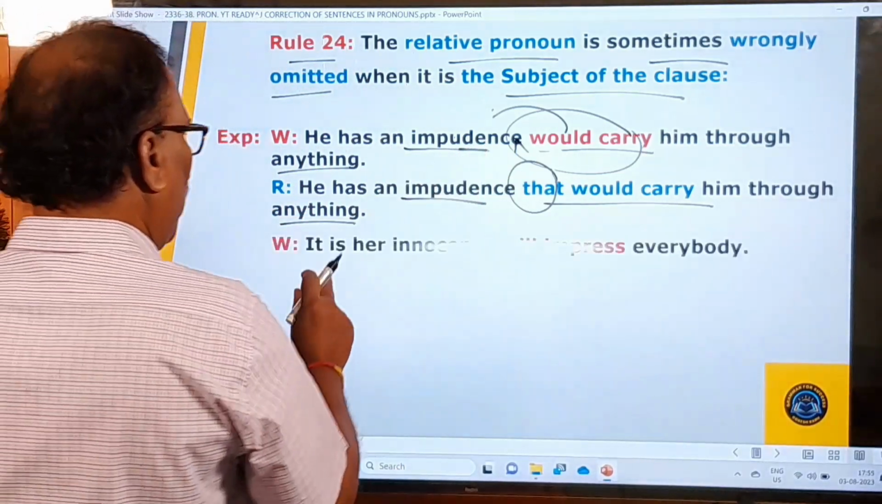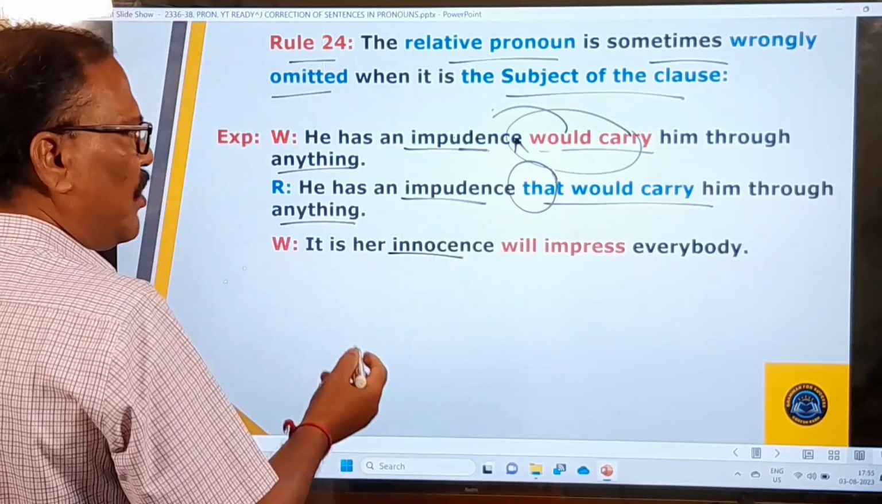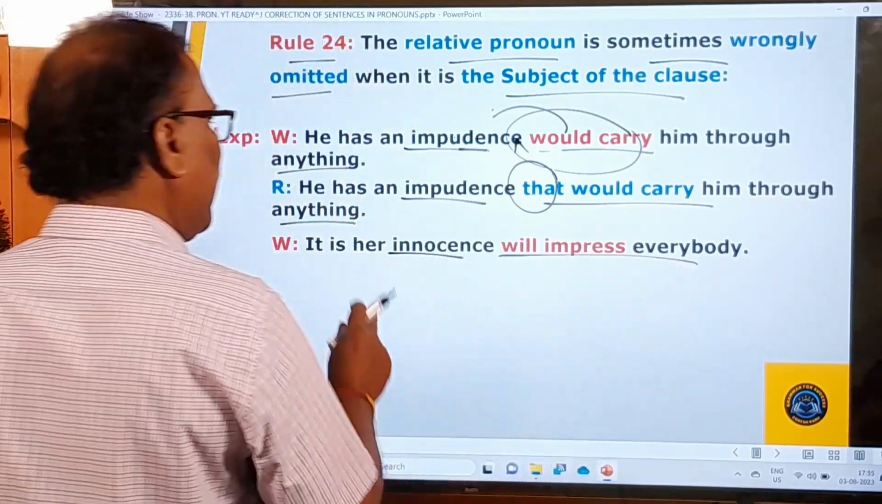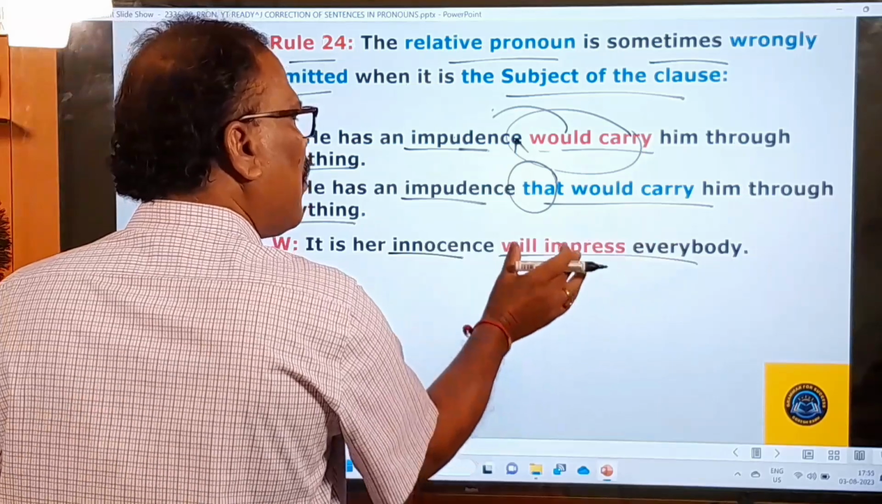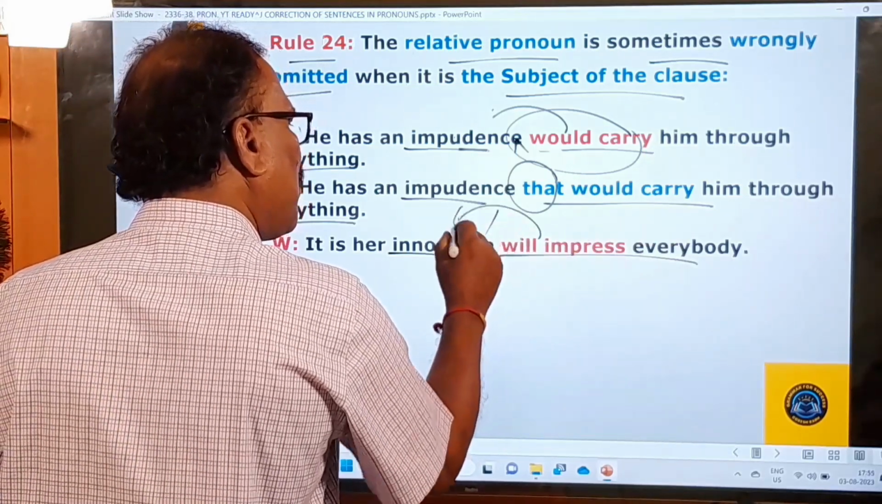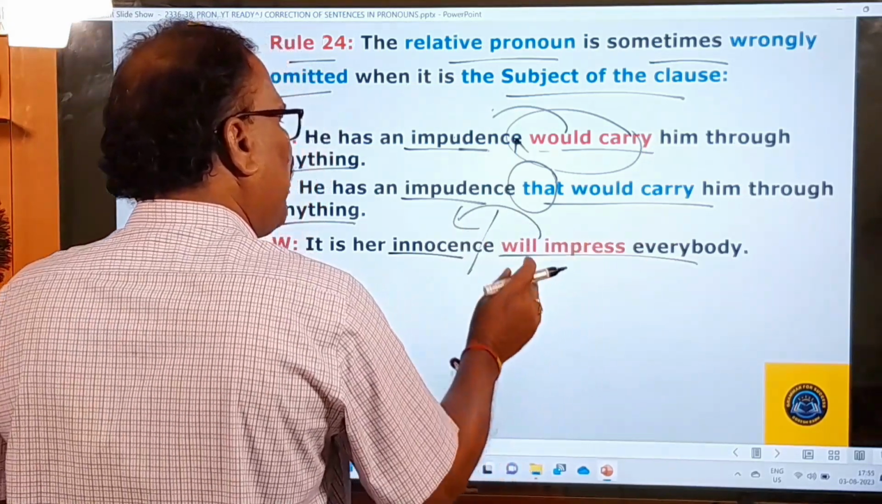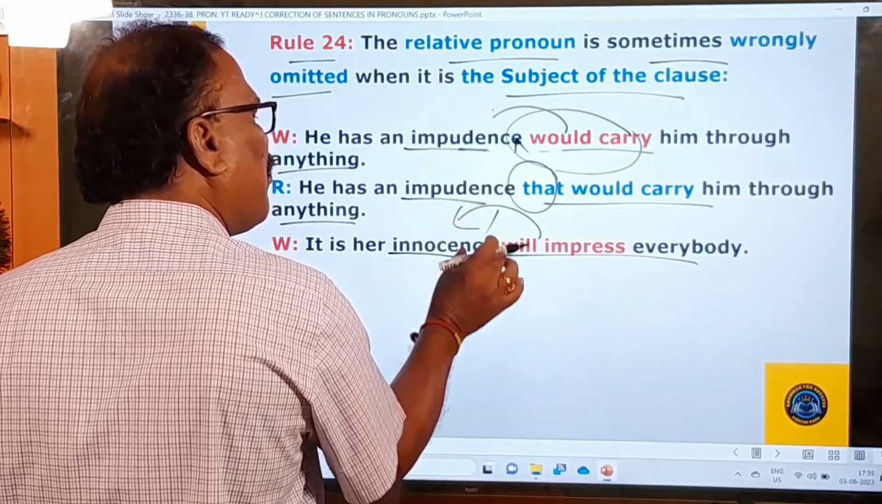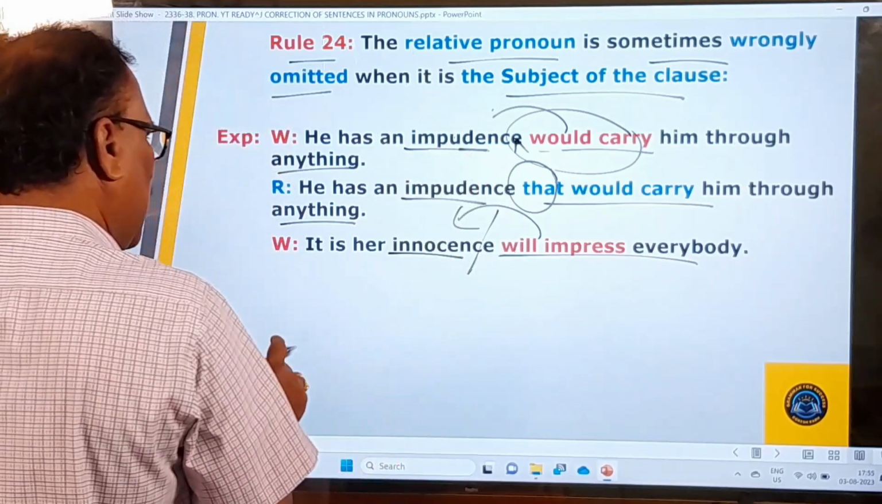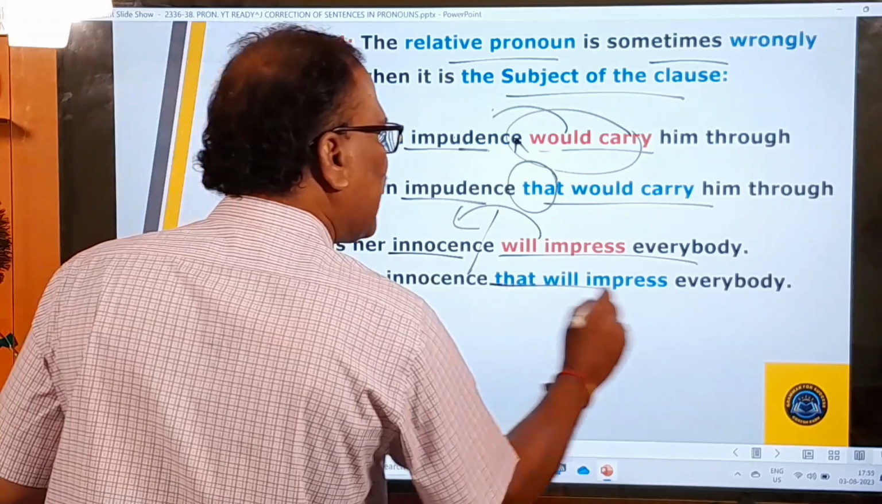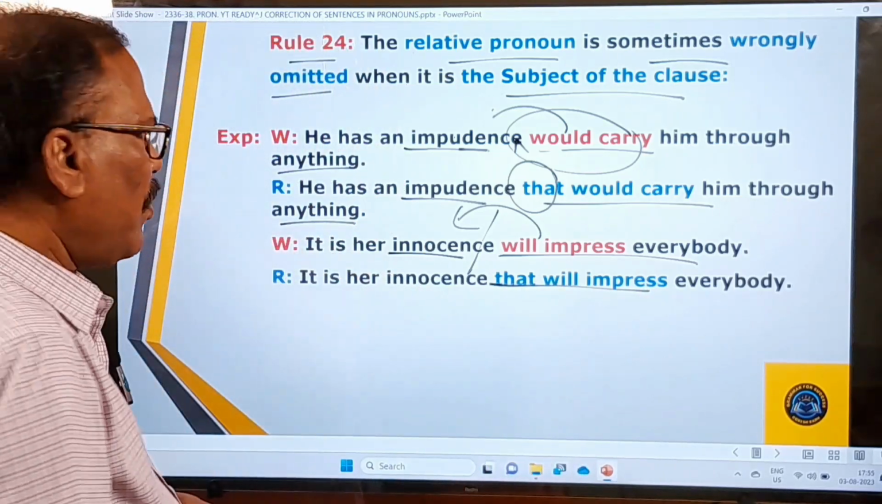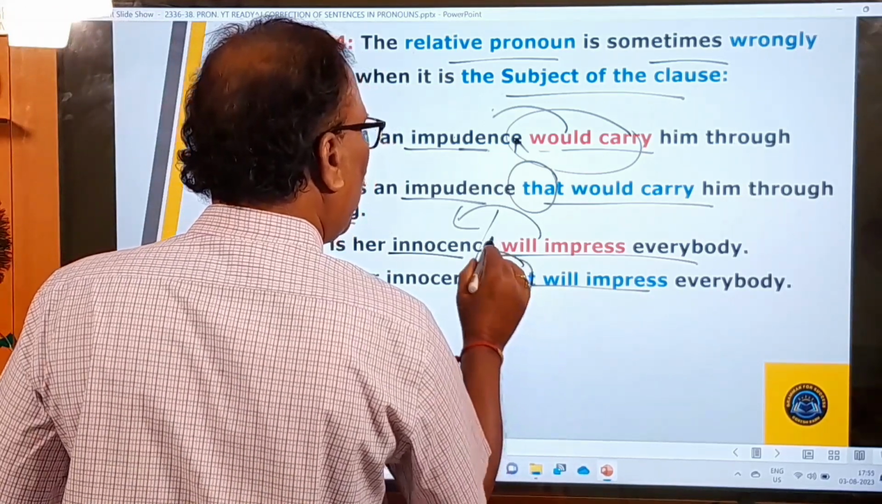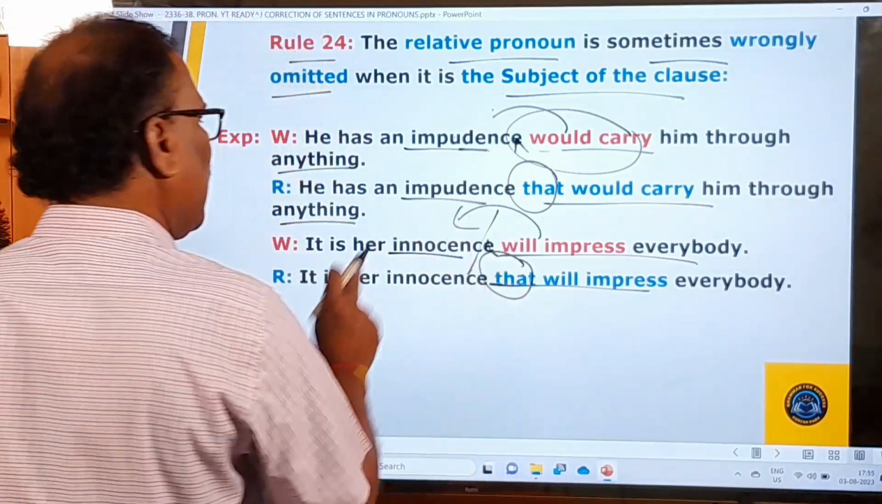And one more example: it is her innocence will impress everybody. So here, this part of the sentence is getting separated because there is no proper relative pronoun used. So that's why it is her innocence that will impress everybody. So here, this relative pronoun that is missing, and therefore this sentence is wrong.